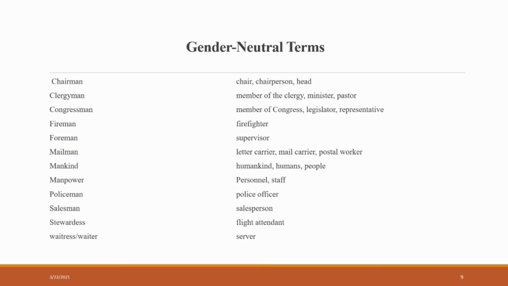For the next, gender neutral terms. For example, chairman, chair, chairperson, head; clergyman, member of the clergy, minister, pastor; congressman, member of Congress, legislator, representative; fireman, firefighter; foreman, supervisor; mailman, letter carrier, mail carrier, or postal worker; mankind, humankind, humans, a people; manpower, personnel, staff; policeman, police officer; salesman, salesperson; stewardess, flight attendants.